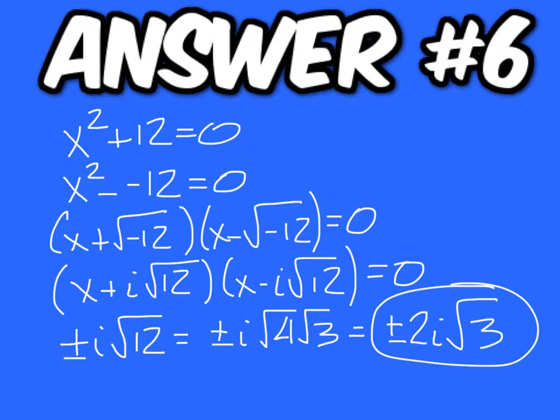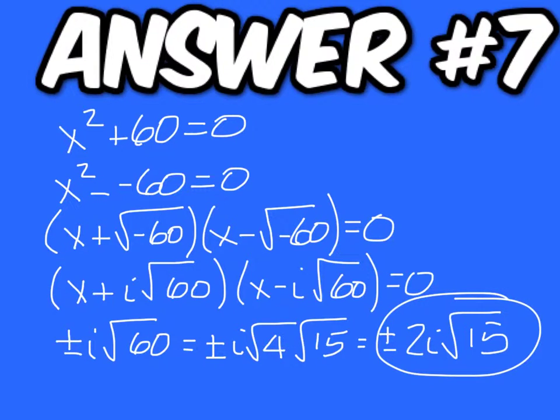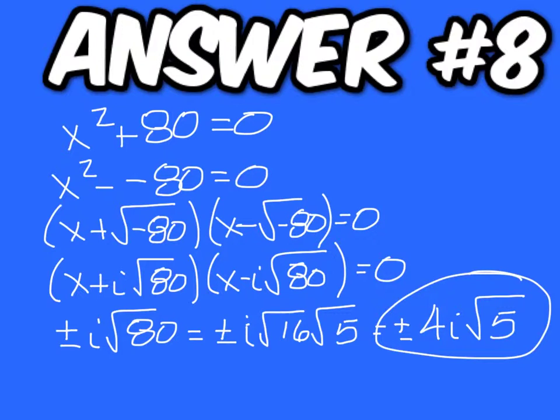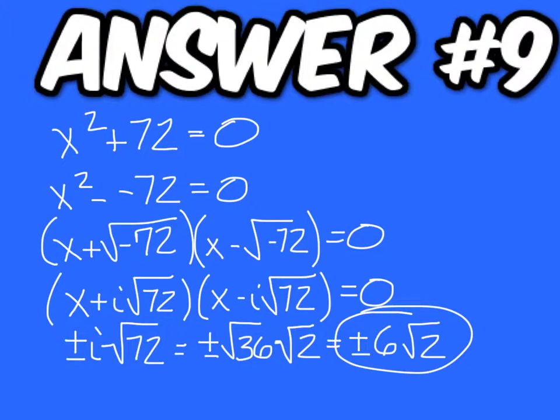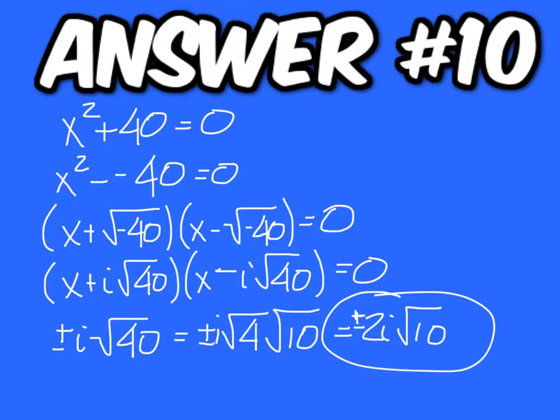6 is plus or minus 2i square root of 3. 7 is plus or minus 2i square root of 15. 8 is plus or minus 4i square root of 5. 9 is plus or minus 6 square root of 2. I'm missing an i, so it should be here and there: plus or minus 6i square root of 2. 10 is plus or minus 2i square root of 10.